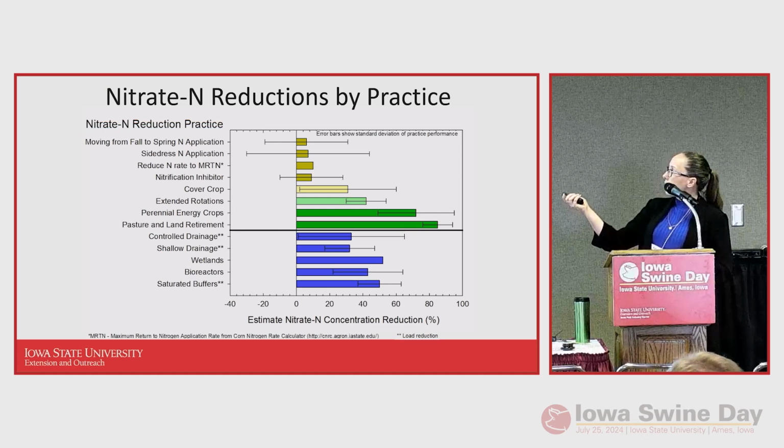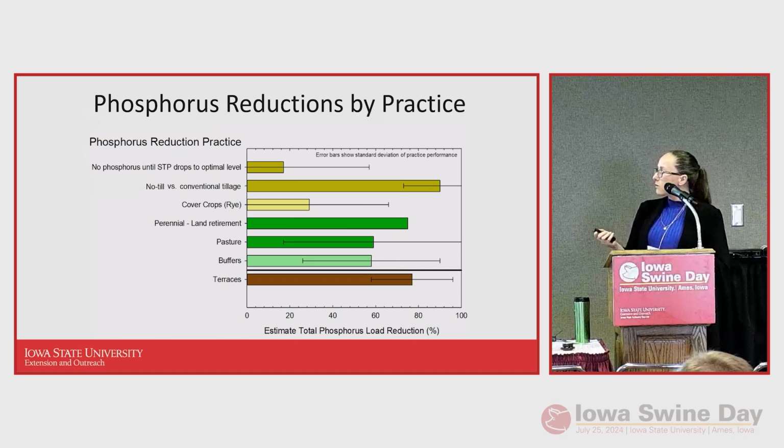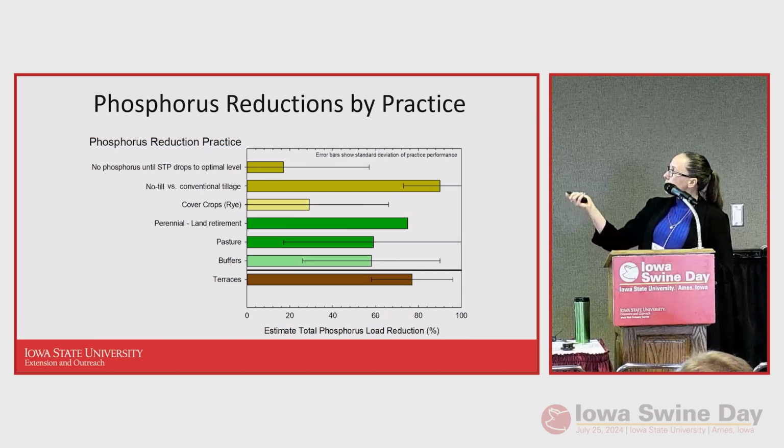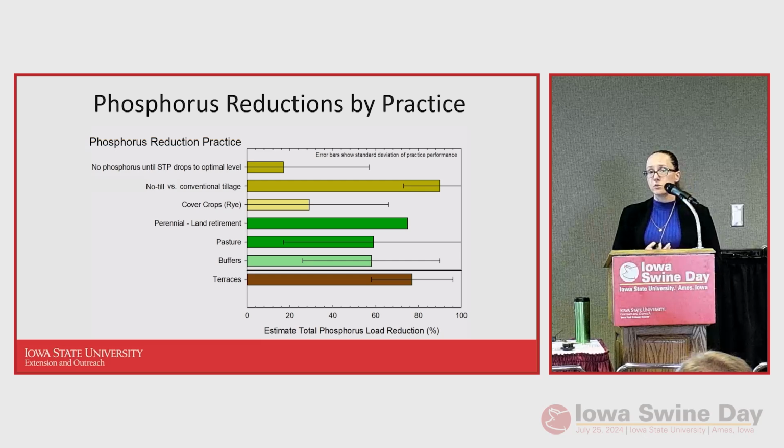With our green here, our land use changes, we see somewhere between 50 to 90% nitrate reduction. And our edge of field, they average about 50% nitrate reduction when implemented correctly. With phosphorus, we see a little more evenness between our three different categories. Our nutrient management or in-field management, our land management, and then our edge of field practices, all are somewhere around 50% up to about 90%. And these are mostly because they're reducing soil loss.